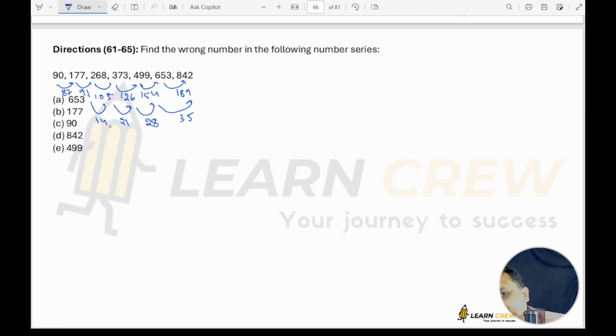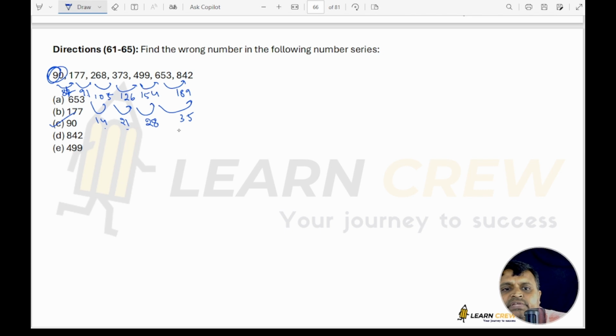Multiples of 7. 7 twos, 7 threes, 7 fours. 87, 91, it is only 4. So I think the wrong term is 90. So 91 means it has to be 84. Then you will get the logic. The difference is 84 here. 177 minus 84 is how much? 93. It has to be 93. So the wrong term is 90.